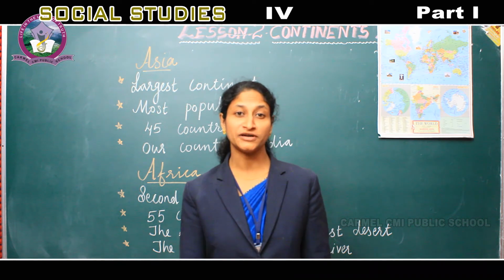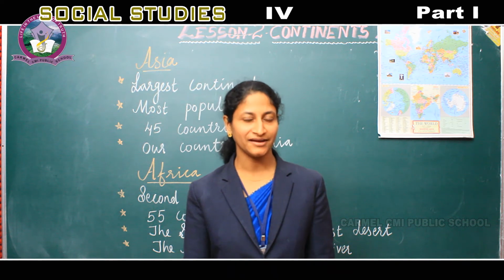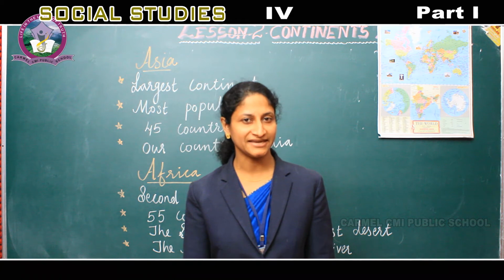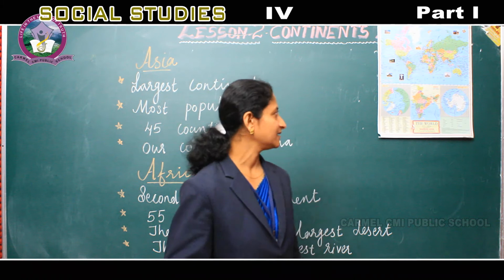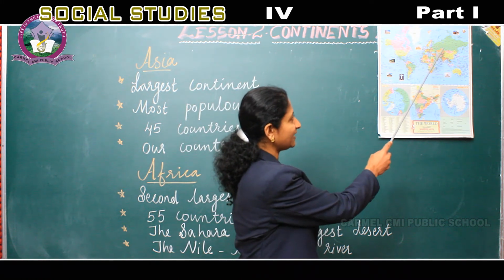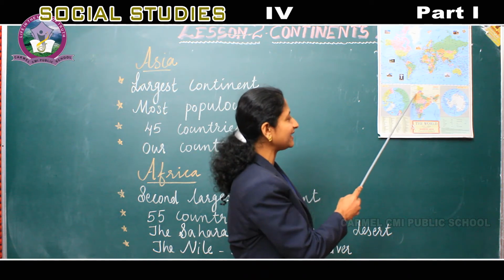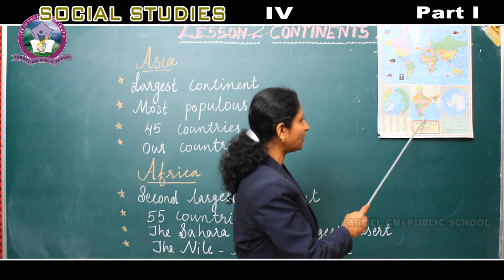It has 45 countries. What do you mean by country? The continents are further divided into smaller parts. That is called a country. In which country are we living, children? Yes, India. India is our country. See, this is our country, India. It is located in the continent of Asia. Here in this picture, we can see the outline of our country.